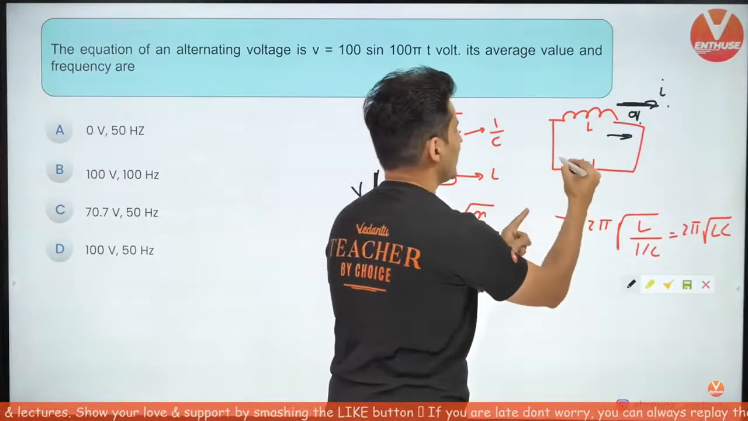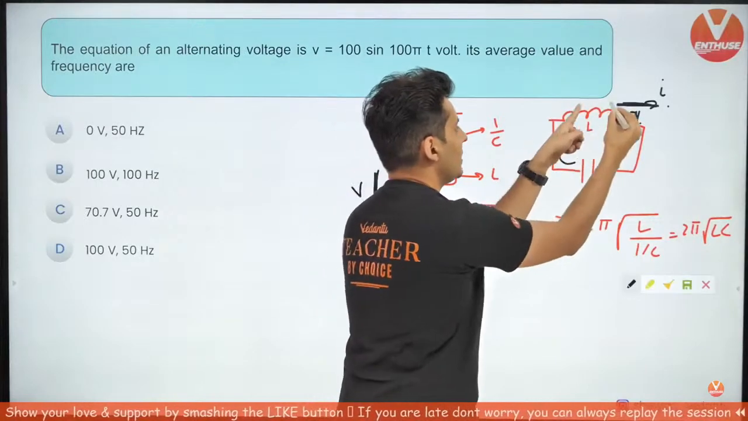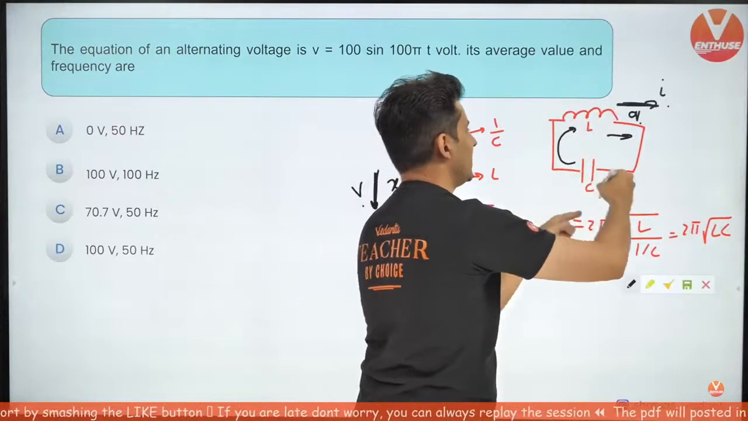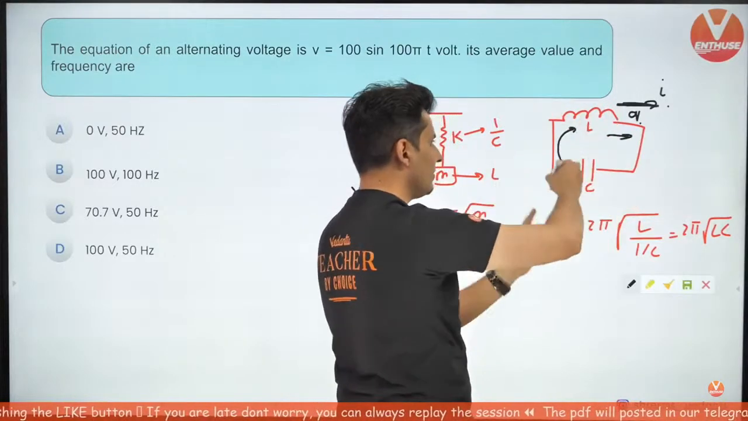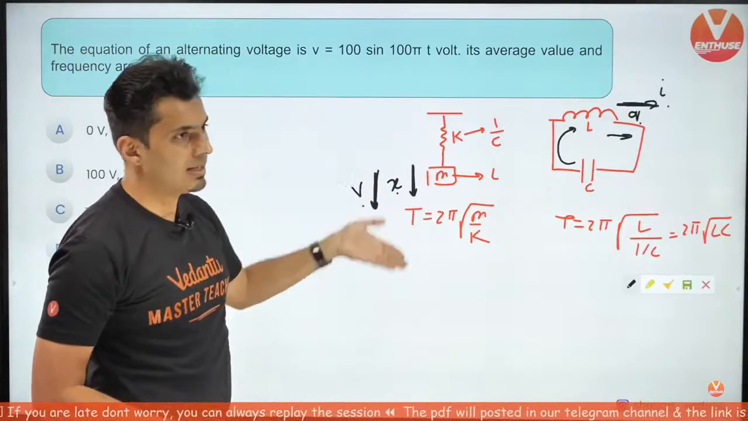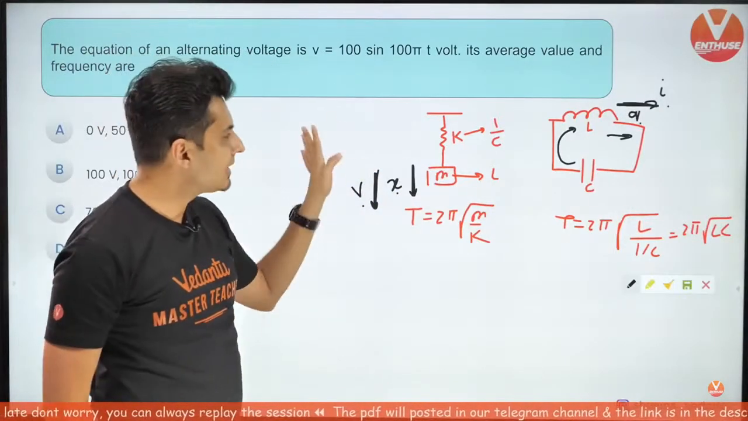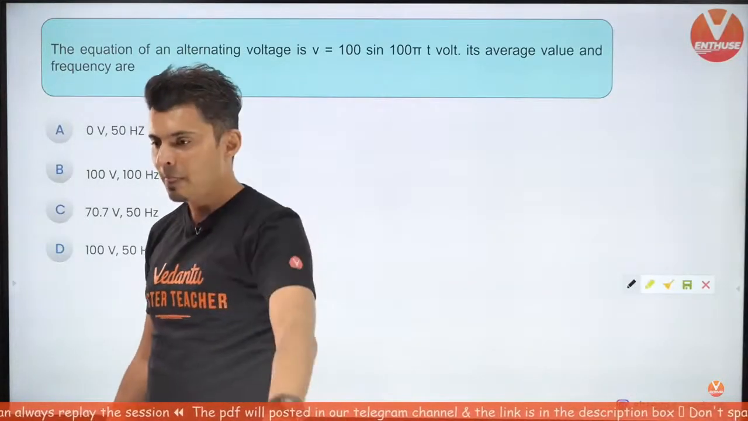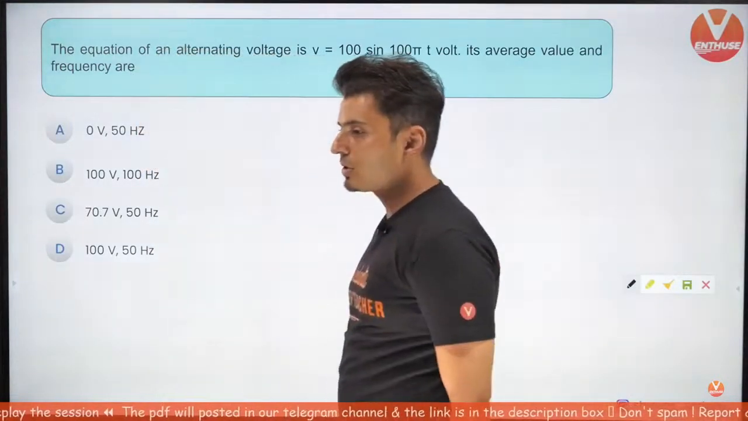So a charged capacitor will get discharged. It will pass on the current like this. Once it is discharged, again it will get charged. Again it will discharge. Again it will get charged. That's what keeps on happening. Here the mass keeps on going. The X keeps on changing up and down. That's the only simple way of remembering it. Cool? Chalo. Let's see this question.